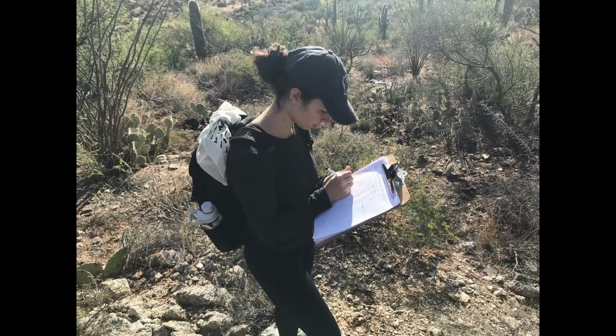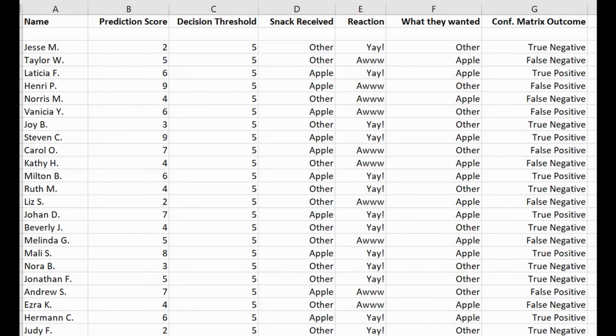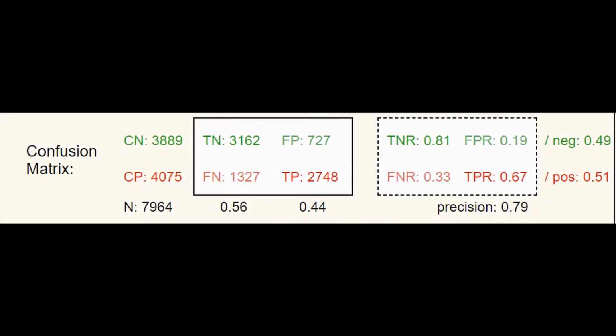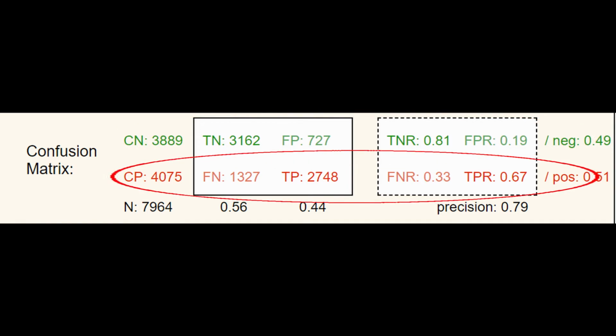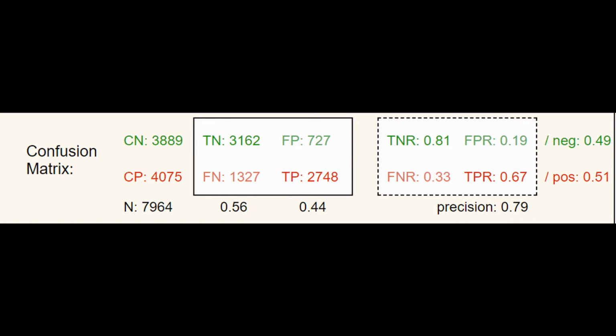At the picnic, you record kids' reactions. You write down what prediction score you gave them, whether you gave them an apple or not based on the decision threshold, and what their reaction is. The reaction is the payoff for your decision. After the picnic, we build our confusion matrix. We put the condition negative, the kids who do not want an apple, on the top row. We put the condition positive, the kids who actually wanted an apple, on the second row. And in the columns, we put our predictions. Negative predictions on the left, positive predictions on the right. The confusion matrix counts the numbers and ratios for each quadrant of the table. So that's the problem setup.